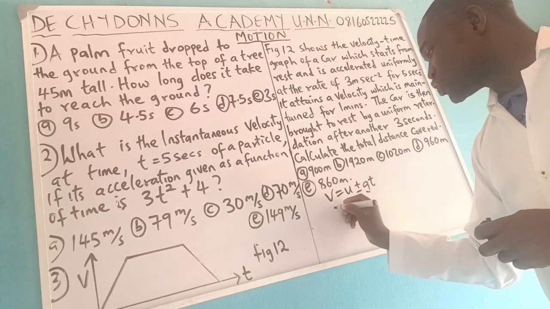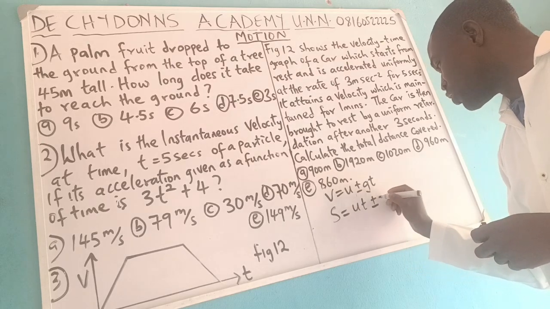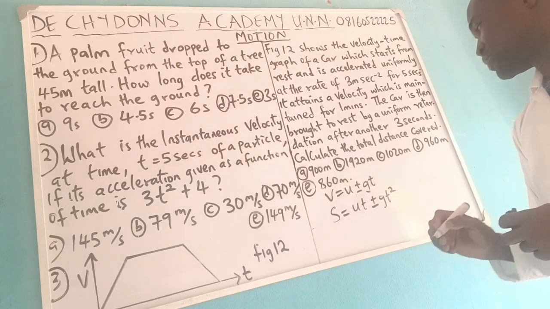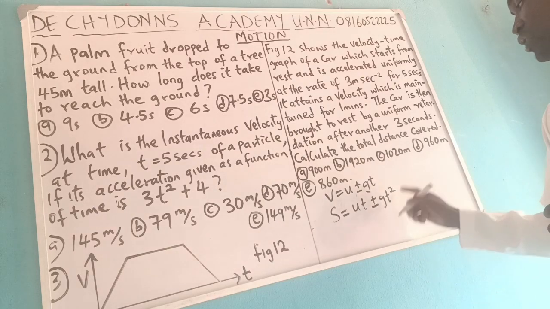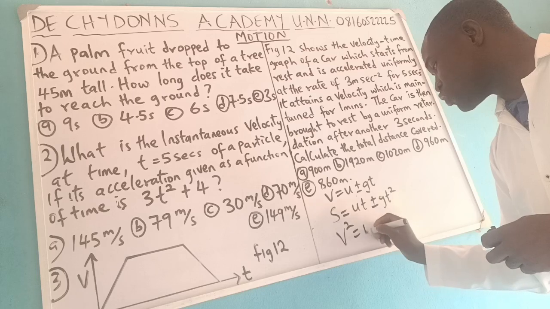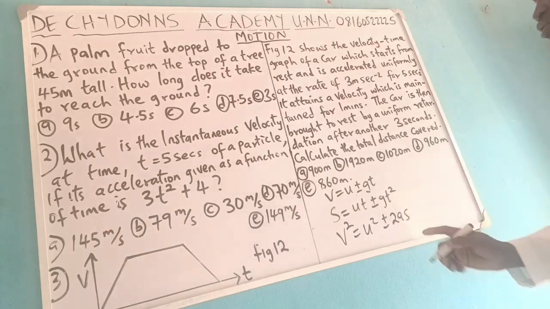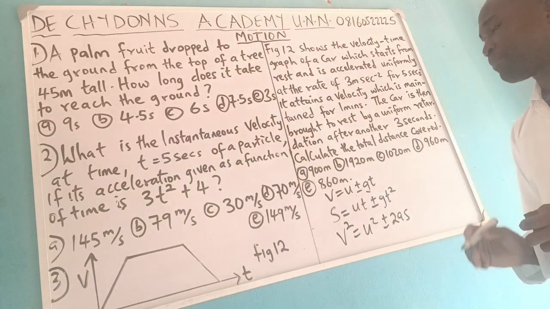Then another equation you shouldn't forget is S equals UT plus or minus half GT squared. Yes, these two equations are very, very important. Another one is V squared equals U squared plus or minus 2AX. They are just three. These equations are very important.